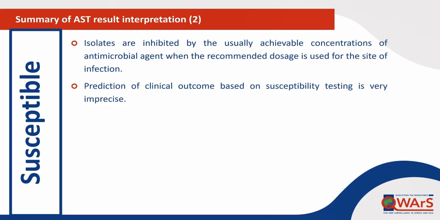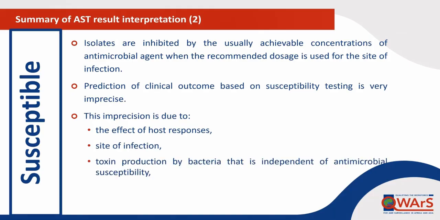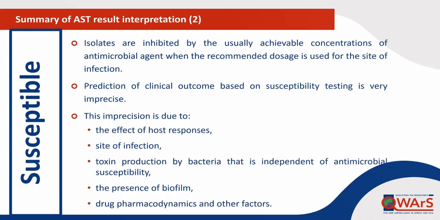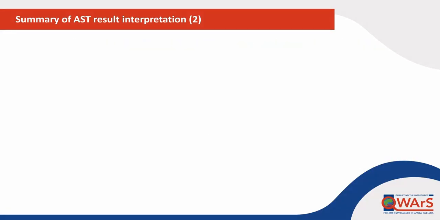In fact, predicting clinical outcome based on susceptibility testing and the use of drugs shown to be in the susceptible category is very imprecise. This is due to a range of factors such as the effect of host responses, site of infection, toxin production by bacteria that is independent of antimicrobial susceptibility, the presence of biofilm, drug pharmacodynamics, and other factors.